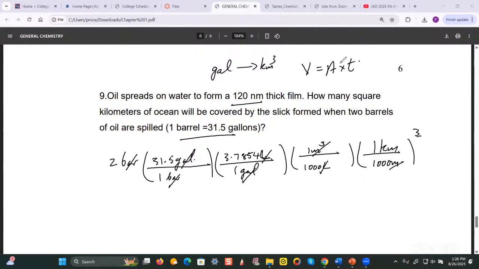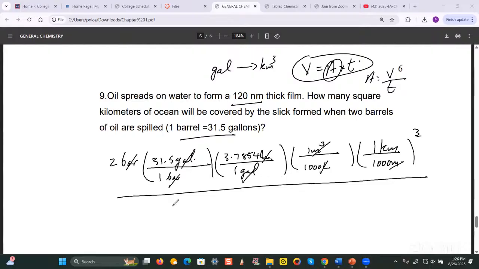If you're thinking about an object like the oil spreading on water, this would be the relationship between the volume, the area, and the thickness. What the question is asking for is the area, which is the volume divided by the thickness. This is the volume that we have here. To divide that by the thickness, 120 nanometers, we'd have to convert to kilometers. So 1 nanometer is equal to 10 to the minus 9 meters, and also 1,000 meters is equal to 1 kilometer.